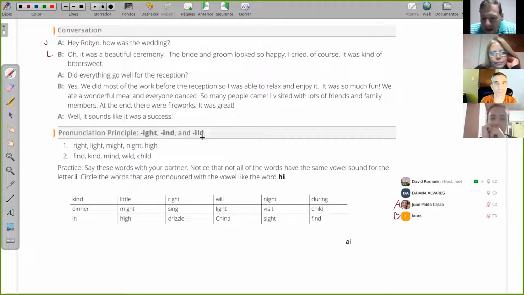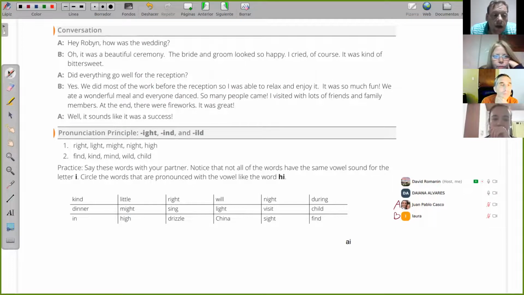Okay. Diana, is everything okay here? Is there any word that you want to clarify, or are all of them okay? No estoy entendiendo la pregunta. La pregunta es si todas las palabras se entendieron o hay alguna que no se entiende. Donde dice we did most, ¿qué es eso? Most of the work.